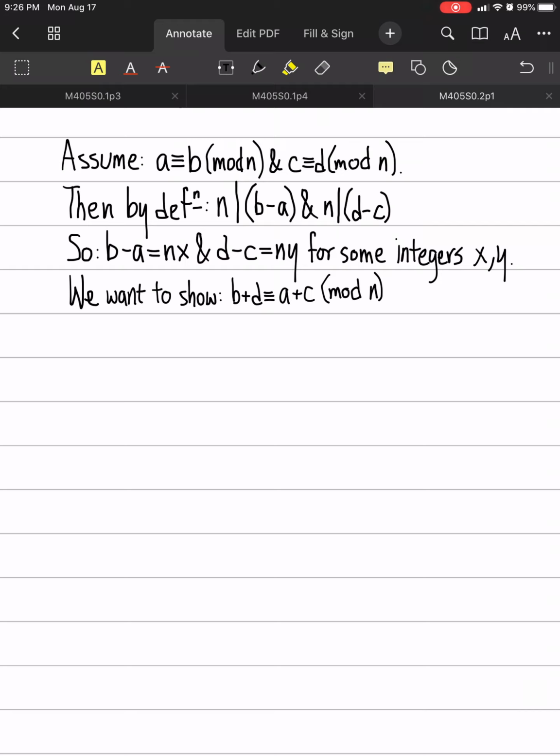Now, if you have gotten this far, but you didn't finish the proof off before, I'd like for you to pause the video again and think, how could I get there from these two statements that I already have here? B minus A equals NX and D minus C equals NY. There's a little bit of work that you have to do. It's not very complicated though, so go ahead and pause and see if you can get that if you haven't already done so.